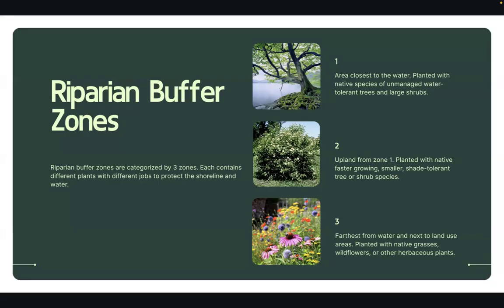It should be planted with native, faster-growing, smaller, shade-tolerant trees or shrub species. Zone 3 is the farthest from the water and next to land use areas. This is planted with native grasses, wildflowers, or other herbaceous plants. The total recommended width for all three zones is at least 100 feet, and it's always great to implement three zones instead of just one.